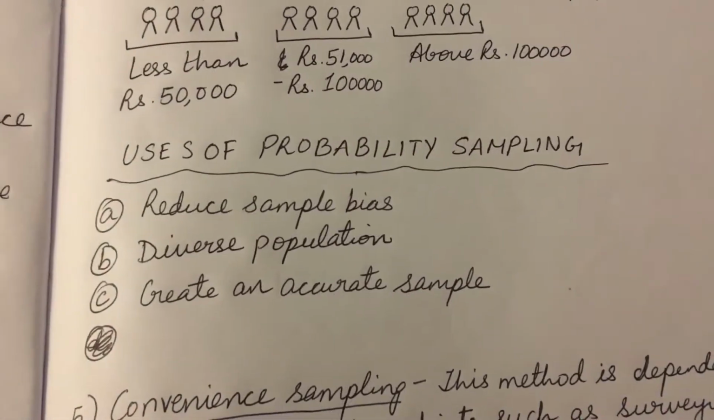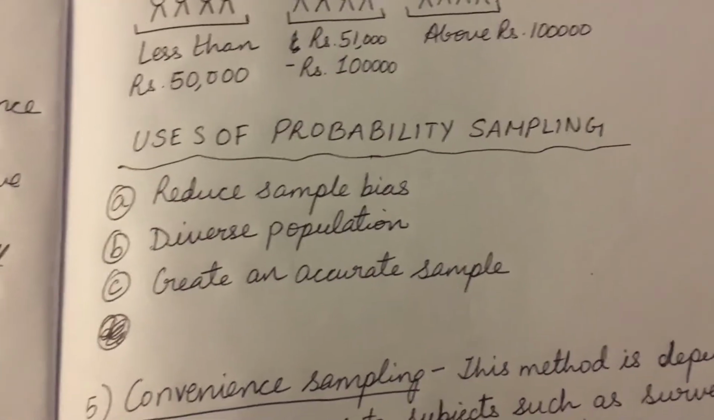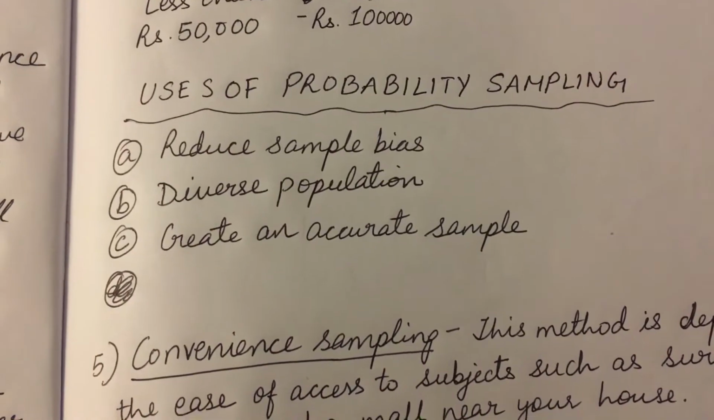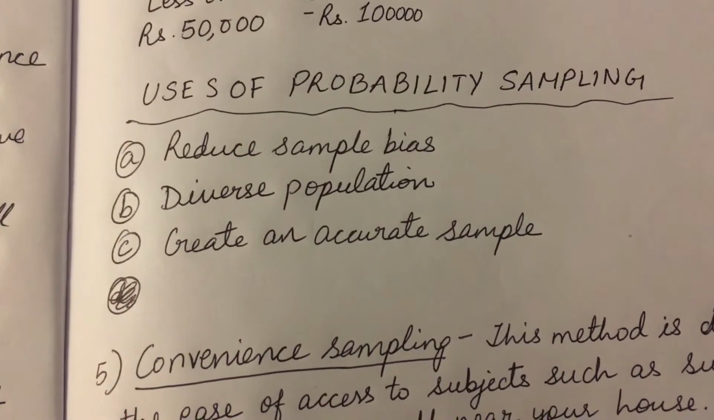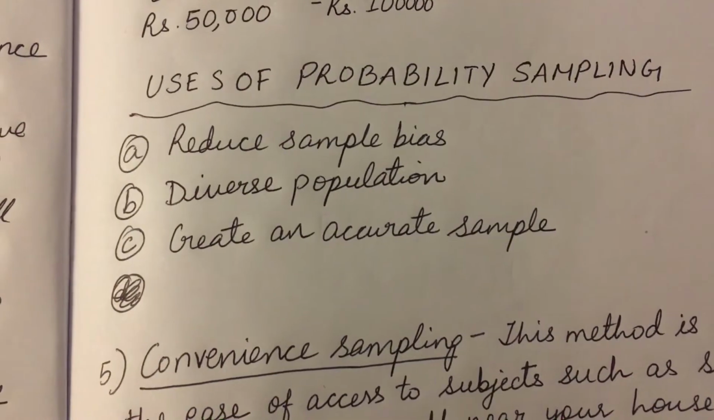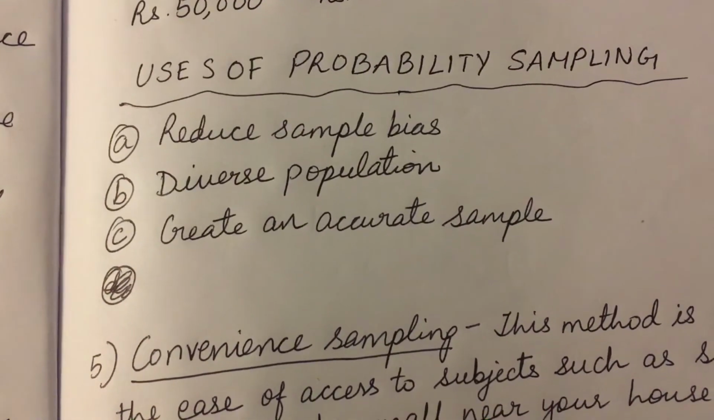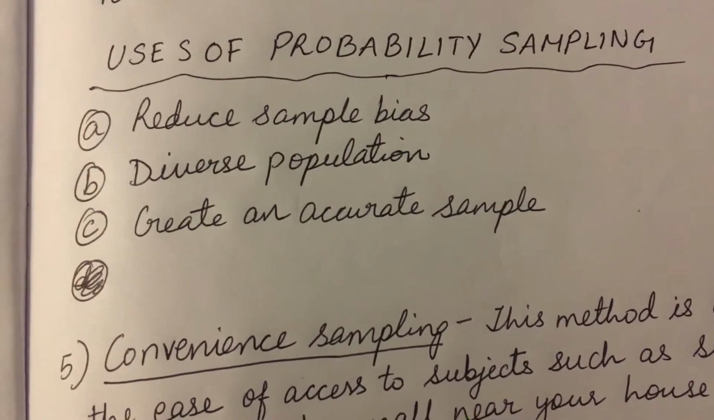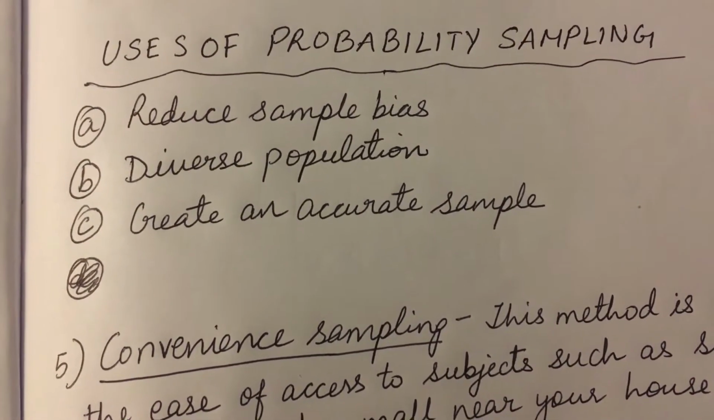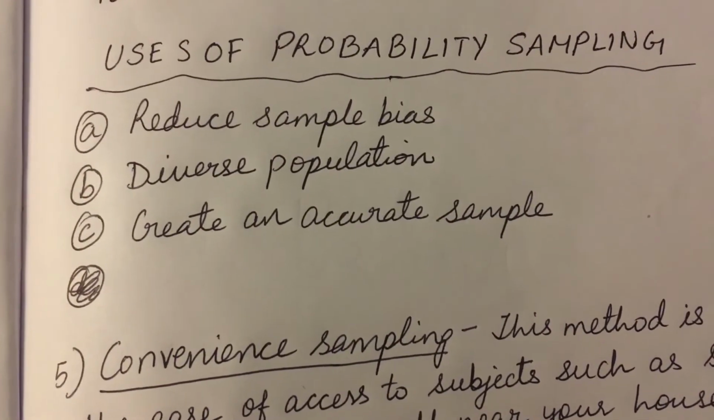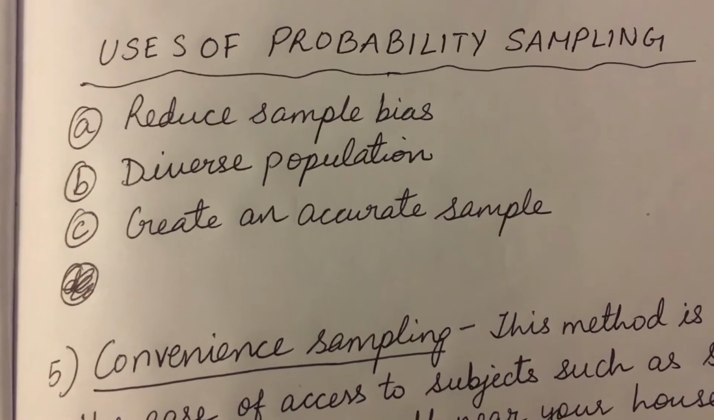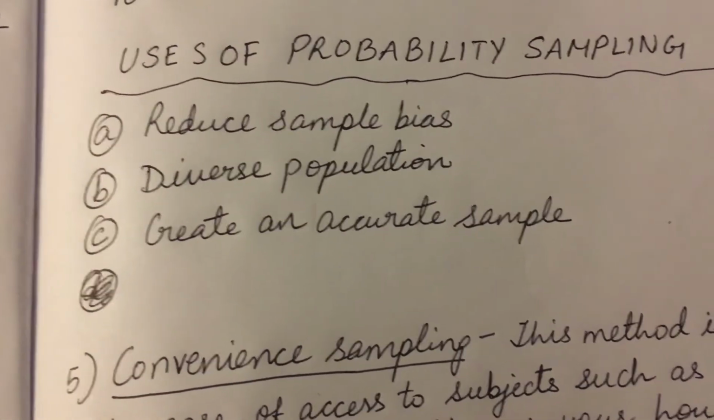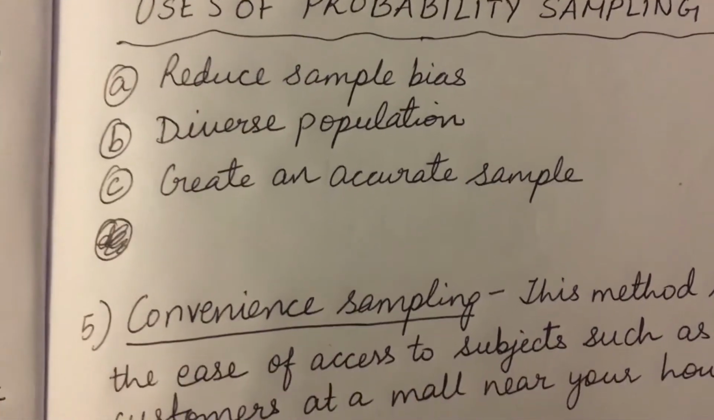So what are the uses of probability sampling? There are three main uses. One is it reduces the sample bias. Using the probability sampling method, the bias in the sample derived from the population is negligible to almost non-existent. The selection of the sample mainly depicts the understanding and the inference of the researcher. Probability sampling leads to very high quality data collection as the sample appropriately represents the population.